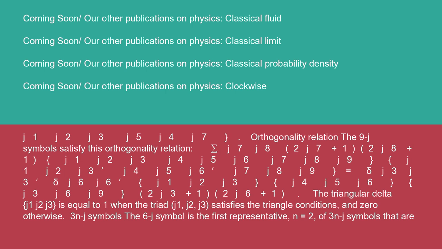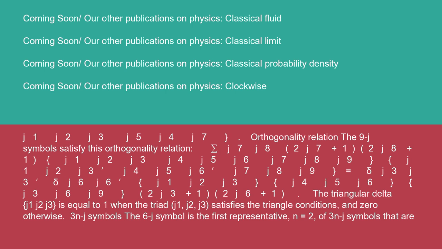Orthogonality relation. The 9J symbols satisfy this orthogonality relation: the sum over j7 and j8 of (2j7+1)(2j8+1) times the product of two 9J symbols equals delta j3 j3', delta j6 j6', divided by (2j3+1)(2j6+1), times the triangular delta of j1, j2, j3, and so on. The triangular delta of j1, j2, j3 is equal to 1 when the triad j1, j2, j3 satisfies the triangle conditions, and 0 otherwise.